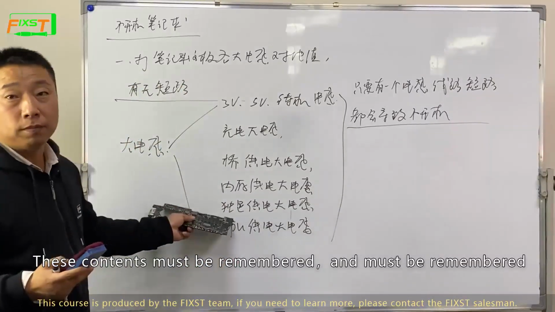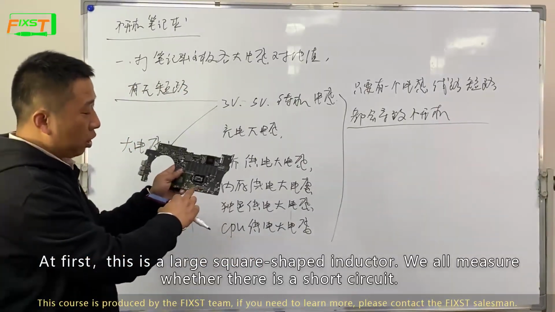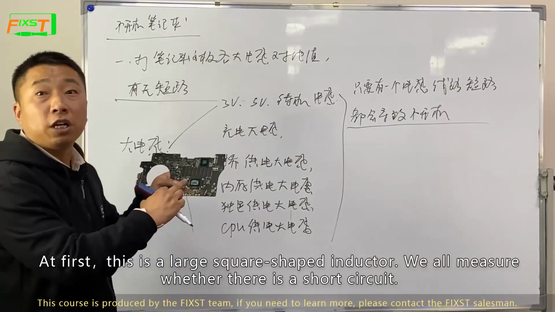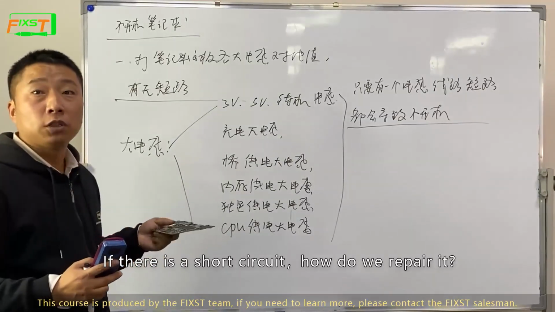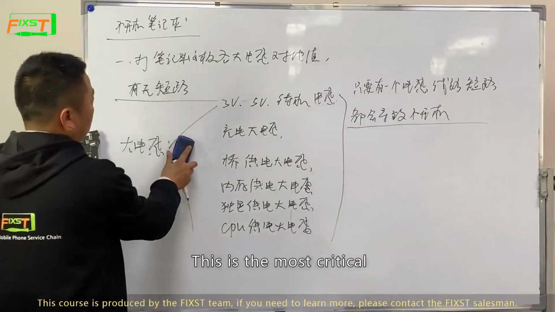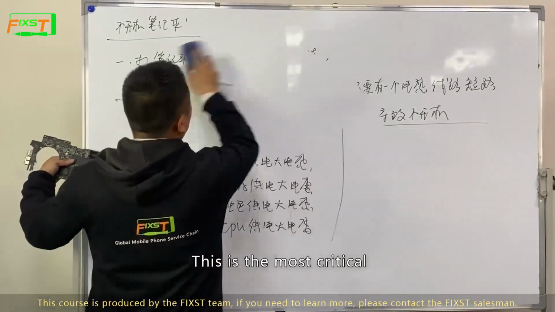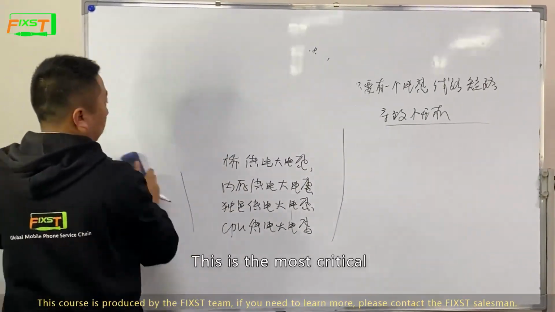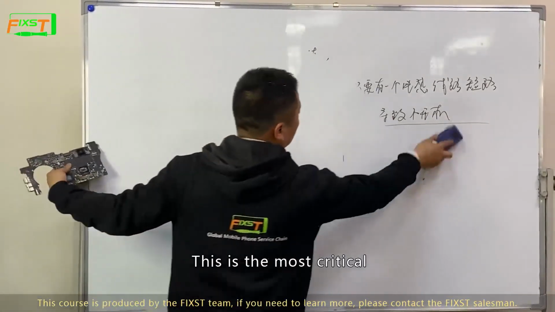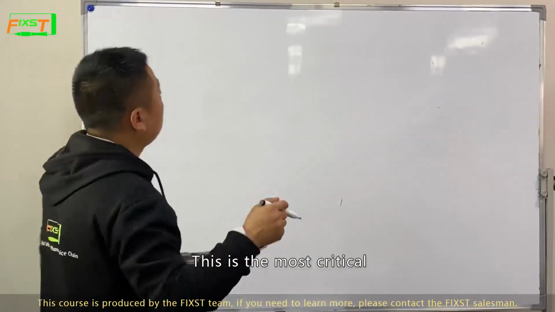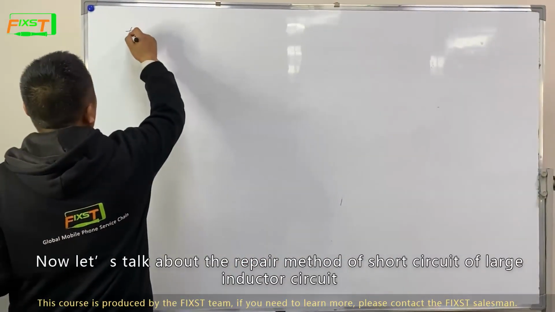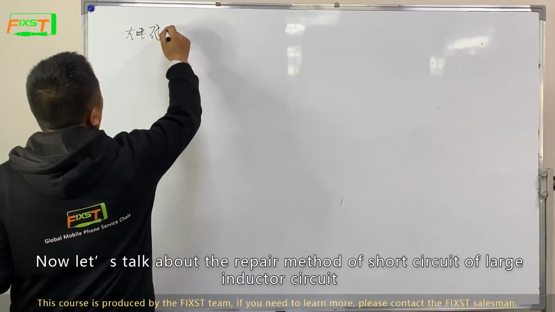This concept must be remembered. At first, there is a large square-shaped inductor. We will measure whether there is a short circuit. If there is a short circuit, how do we repair it? This is the most critical. Now let's talk about the repair method for a short circuit of the large inductor circuit.